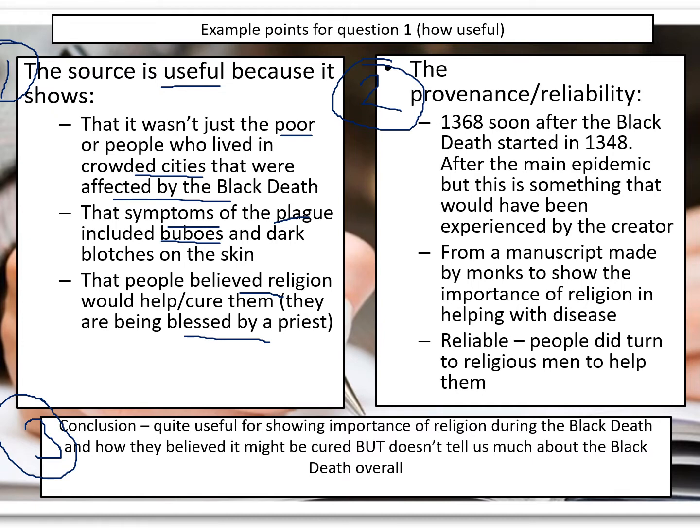So they're just some examples of points that we could use. Remember that we would say something like, this source is useful. We'd pick out one of those points about what we could see, and then we'd try and blend that with own knowledge.